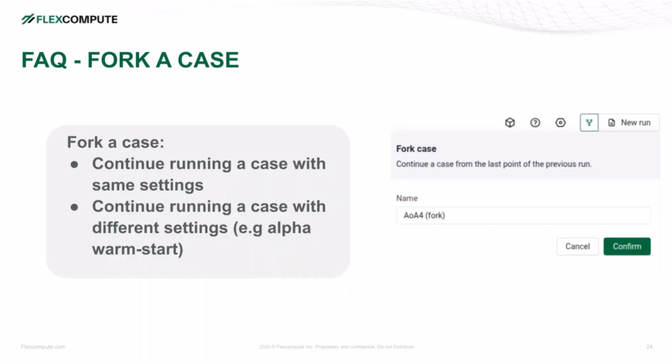Another important aspect is how to fork a case. You would use this option if you have already run a case and you want to continue the solution, or make changes and use these results for initialization. A simple example would be to use a completed simulation at one alpha angle to initialize a different higher alpha angle. This can be done from the workbench view by clicking the Fork button to the left of the New Run button, or from the project tree by single-clicking the case and selecting Fork.